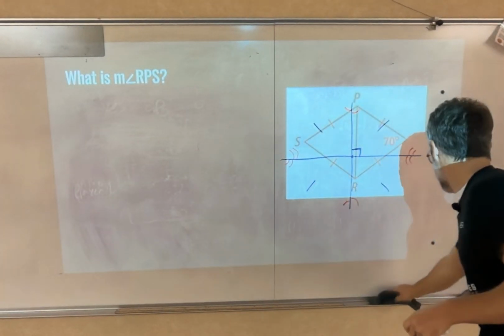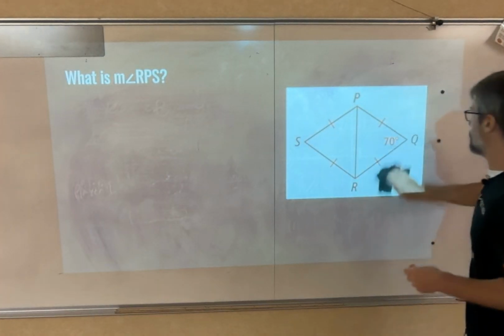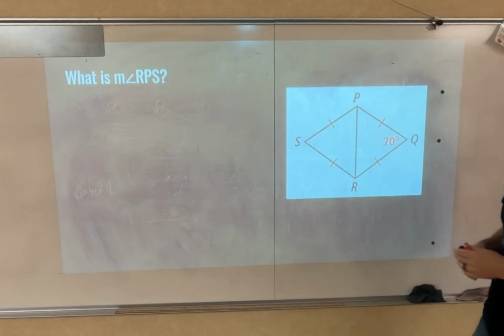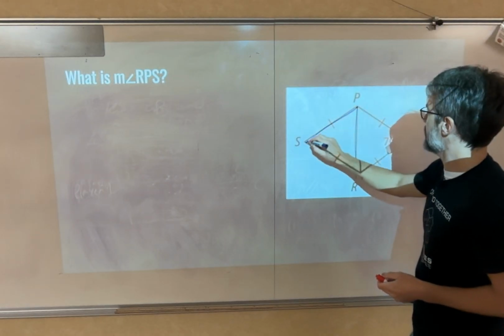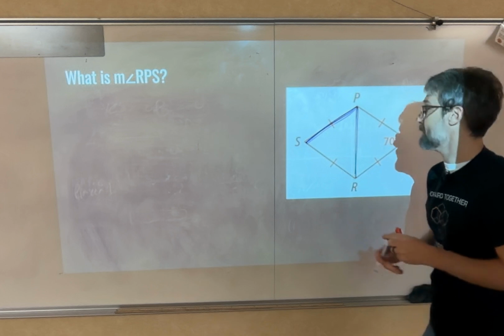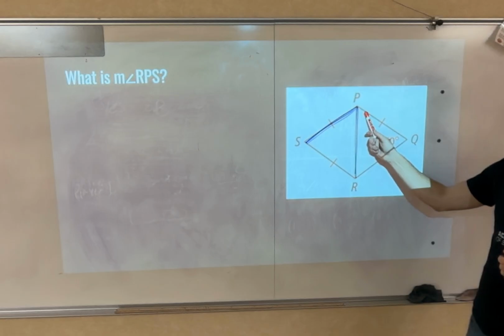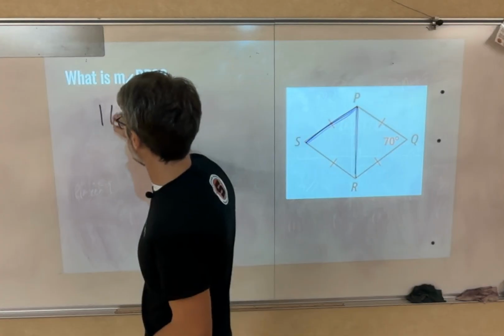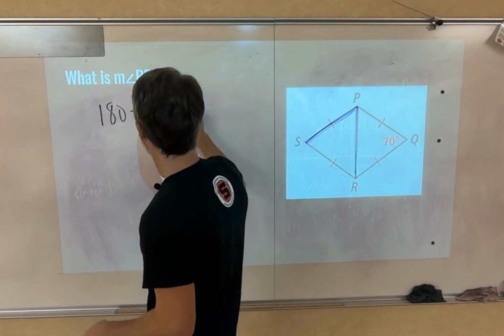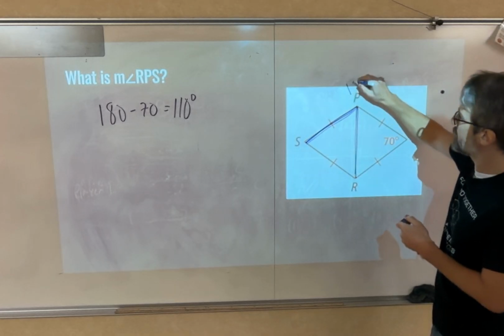All right, so a couple of examples specific to rhombuses. We want the measure, so we've got a rhombus. We know it's a rhombus because all four sides are equal. We want to know what is the measure of angle RPS? So RPS would be this one right here. Okay, so two steps here. I know in any parallelogram, consecutive angles are going to be supplementary. So if I start out by doing 180 minus 70, I get 110 degrees. Now that means the entire angle P is 110 degrees.